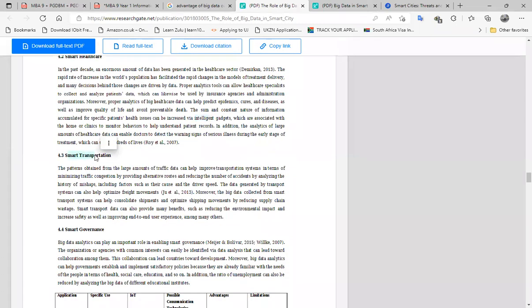So, smart transportation. Again, the data generated from transport can be used to operate movements, right? It can also help to consolidate shipments and optimize shipping movements by reducing supply chain wastage. I don't know if maybe this is MBA, right? Do you have courses in supply chain? I think you do have supply chain in the MBA. If it's not an elective course, you have to find out about supply chain.